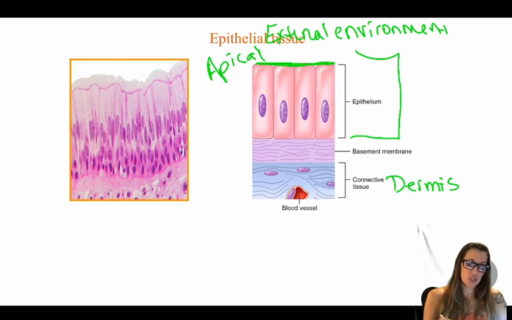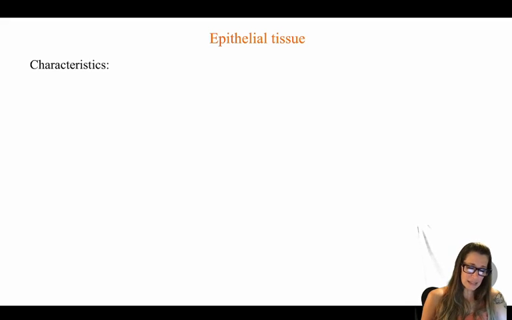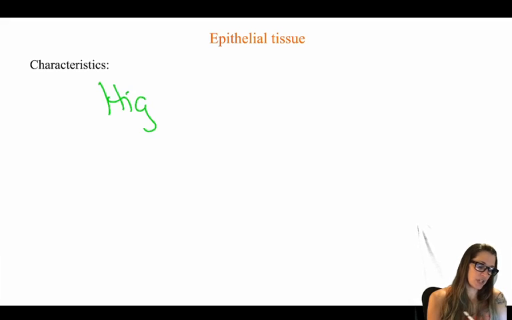So this is the basic structure of epithelial tissue. It has three major characteristics we're going to talk about. We have a high rate of regeneration.